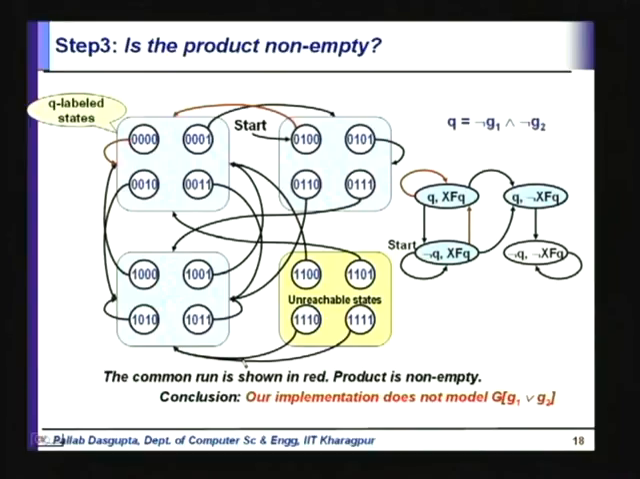Now, the product. This is our state machine that we extracted out from the implementation. This is the automaton that we have created out of the property. And now we see whether there is a common run, and the common run is there, which is shown in red, in which you go from here and then stay in this loop forever.